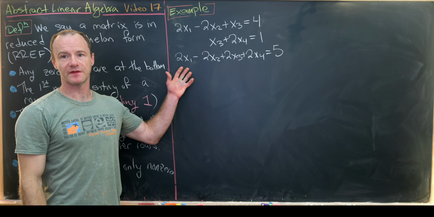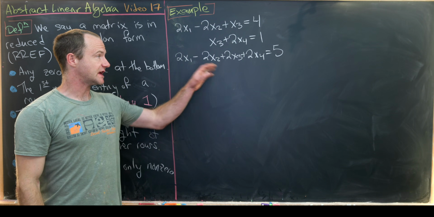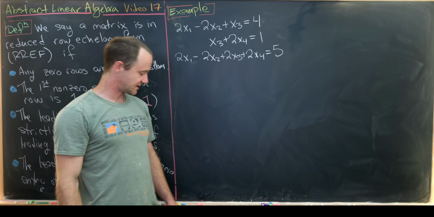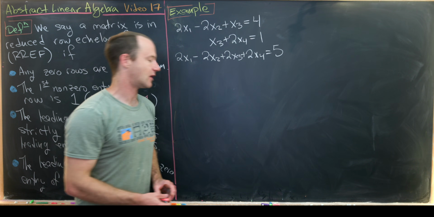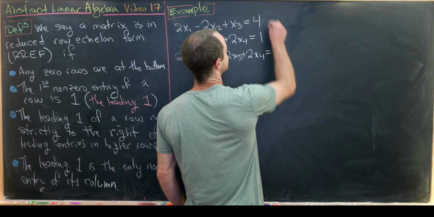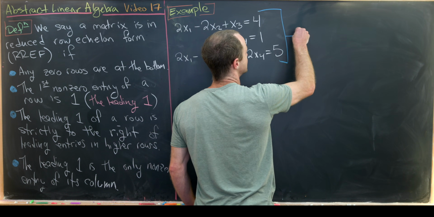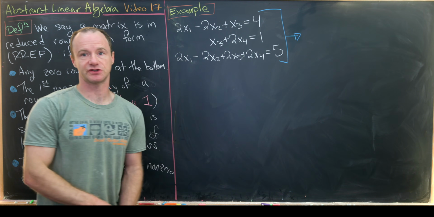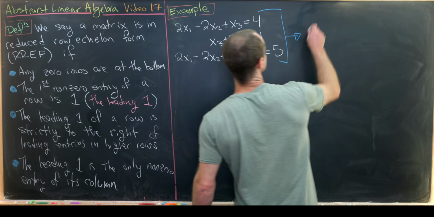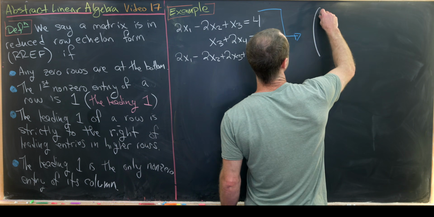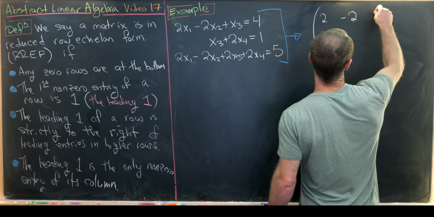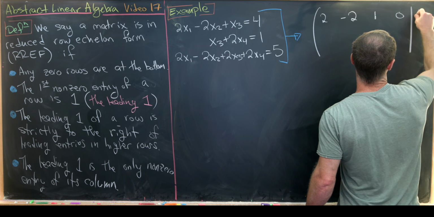Okay, let's say we've got the following system of 3 equations and 4 unknowns, and let's use our strategy that we've outlined to find a solution set. So the first thing that we'll do is take this and turn it into an augmented matrix. Notice the augmented matrix will be 2, negative 2, 1, 0, 4.